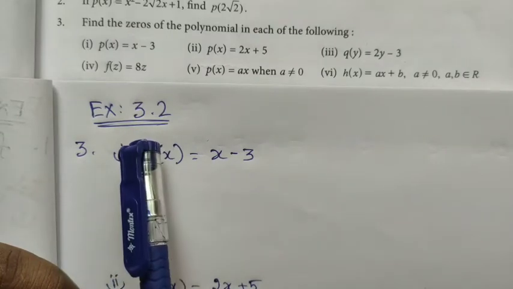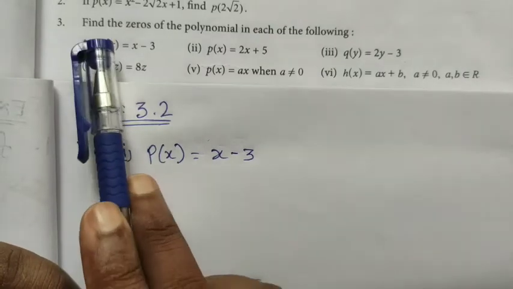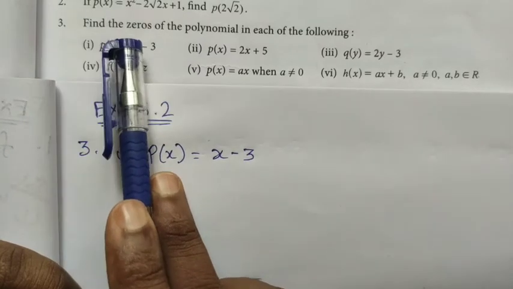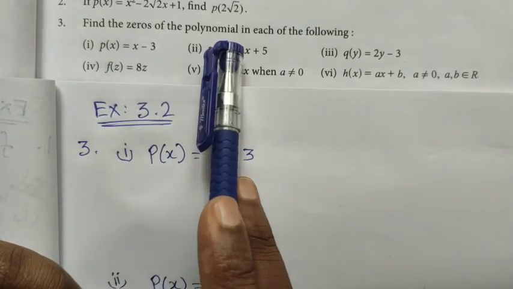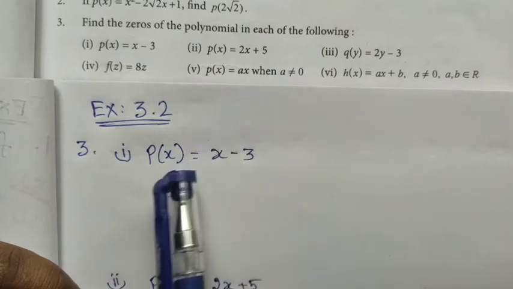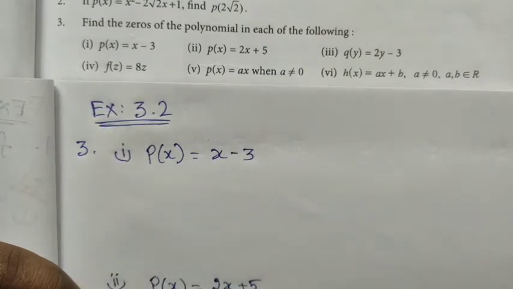Class 9, exercise number 3.2, question number 3. Find the zero of the polynomial in each of the following. We want to find the zero of the polynomial. If we want to find the zero of the polynomial, it means we want to prove that the polynomial is equal to 0.